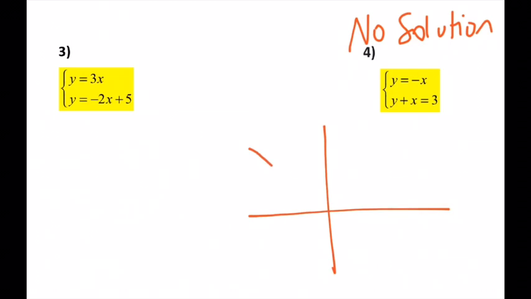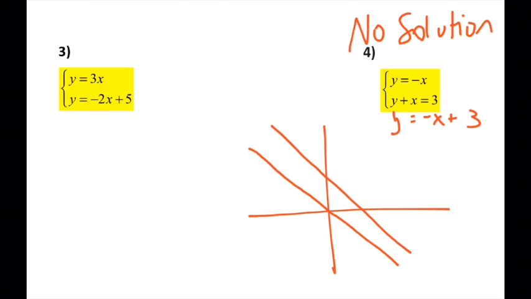And so y equals negative x is going to look like this. And this one, negative x plus 3, is what that would be. And so it would be like this. And so yeah, they look like no solution. So I'd be satisfied with that.